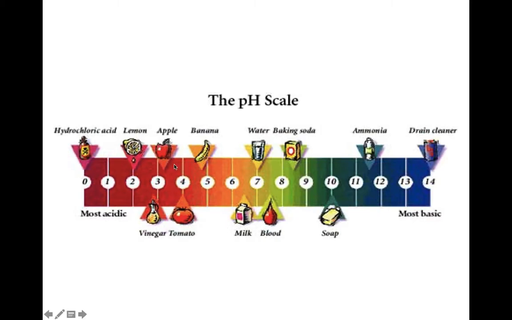So here is the scale. We have 7, which is neutral, where water is. As we go this way on the scale, the more acid it is. So as we walk across the scale, look, there's milk with a pH of around 6.5. Then we've got a banana with a pH of around 5. Tomato with a pH of 4. Vinegar, pH 3. Apple, pH 3. Lemon, nice and sour, with a pH of 2. And way on the end here is hydrochloric acid, which has a pH of 0.